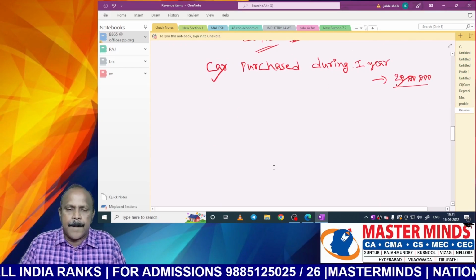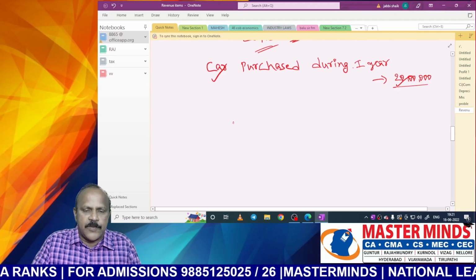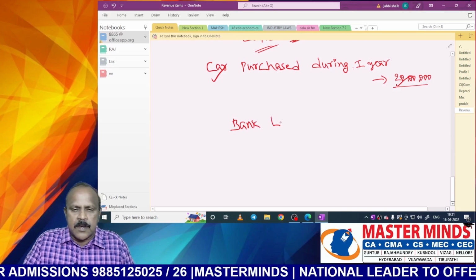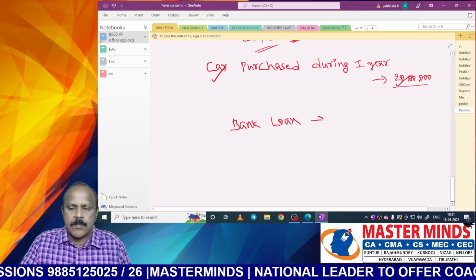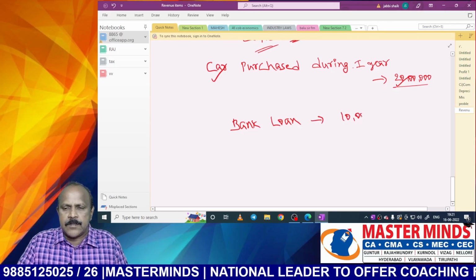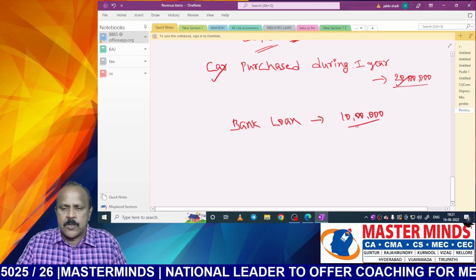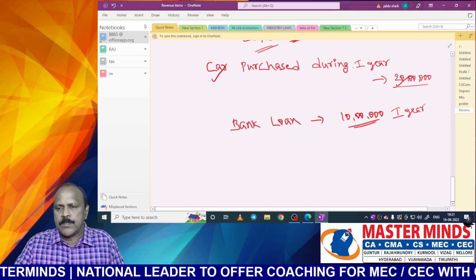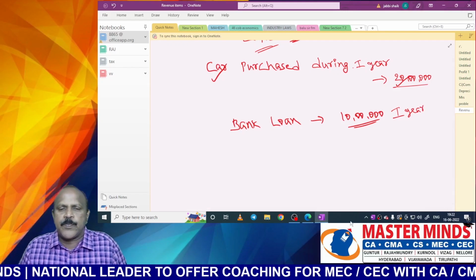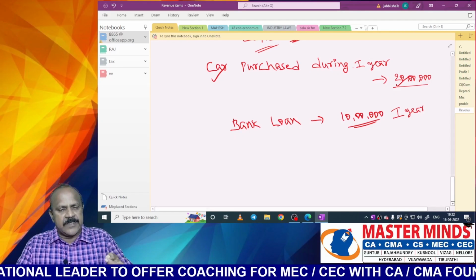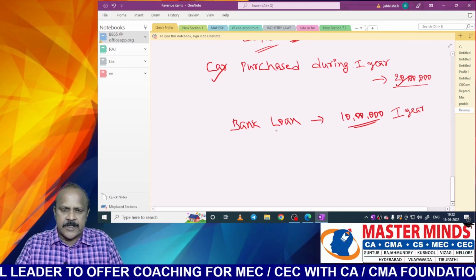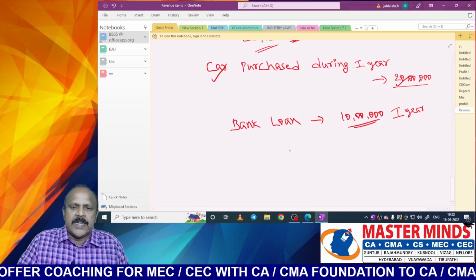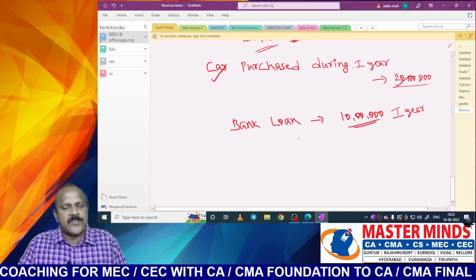Okay, then if we take a bank loan of 10 lakhs, let it be a long-term loan, taken during first year. It's a liability shown on the liability side of the balance sheet. My question is, is it called a loan only in the first year? No. It should be carried forward to next year and is called a liability.